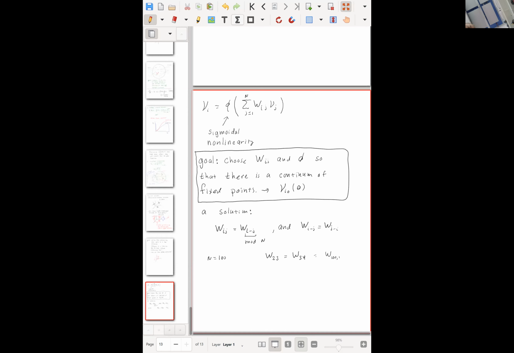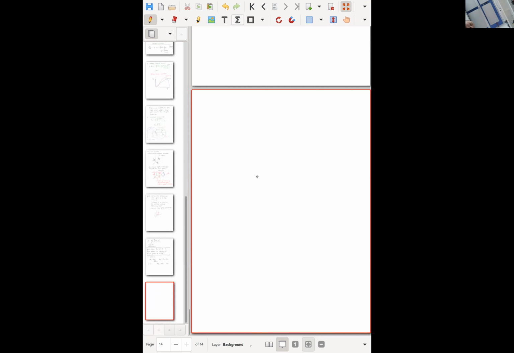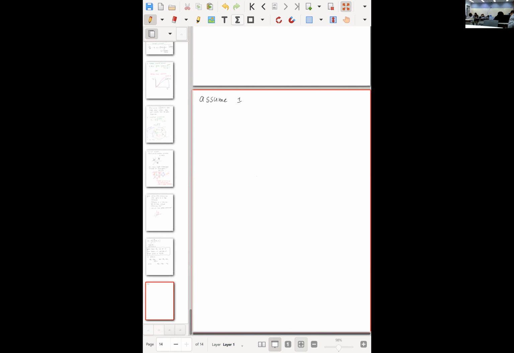Okay, so why is this a solution? Well, why does this have a continuum of fixed points? Go to the next page. And let's say it has one fixed point. Assume one fixed point.